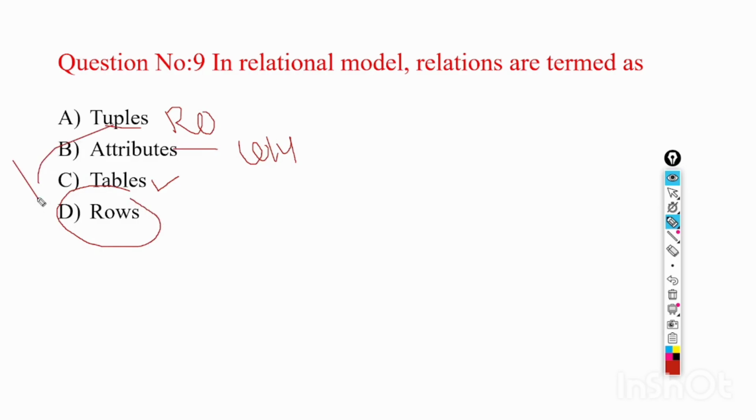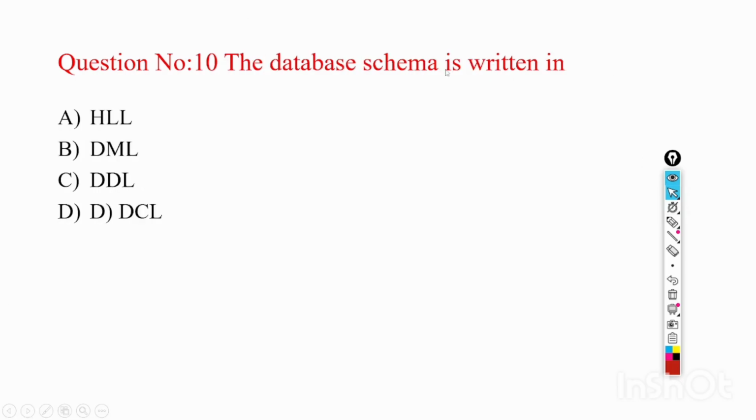Question number 9. In relational model, relations are termed as what? Tuples, attributes, tables, or rows. In relational database model, a relation is represented as a table. We already discussed that tuples are nothing but the rows, and attributes are nothing but the columns. In a relational model, rows are tuples, columns are attributes. The overall relation we call a table.